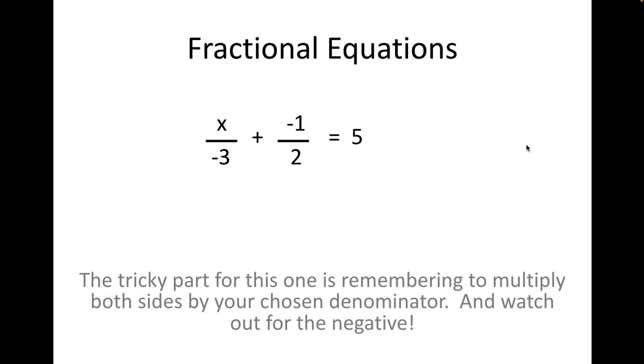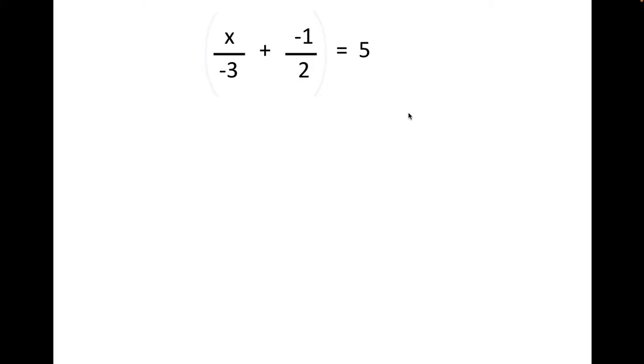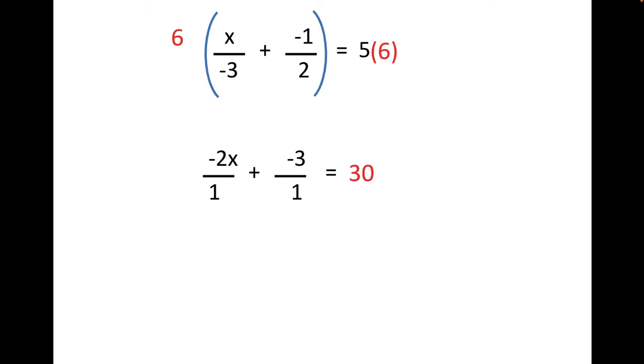So the tricky part for this one is remembering to multiply both sides by your chosen denominator. In this situation, I would want to look at the 3, the negative 3, and the 2. I'd want to get rid of those. So what's my least common multiple? That would get rid of those. And I need to make sure to be careful about this negative. And also, remember, multiply both sides by your chosen denominator. So don't forget, we want to multiply this by 6 and this by 6, but you also have to multiply this by 6 also. So this is what it'll look like. We're going to multiply everything by 6.